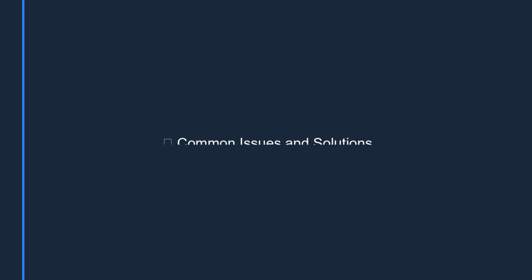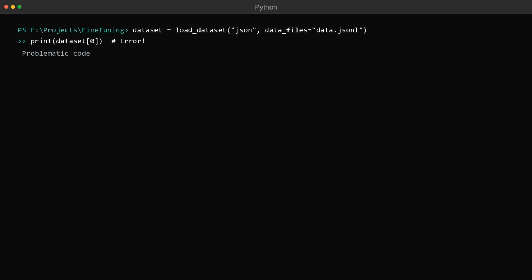Common issues and solutions. Here's a mistake that catches nearly everyone the first time. Loading a JSONL file without specifying a split returns a DatasetDict, not a Dataset. Trying to index into a DatasetDict with dataset[0] raises a KeyError because the valid keys are split names like train, not integers. The error message will mention that the key 0 doesn't exist and will list the actual keys. That's your signal that you need to go one level deeper.